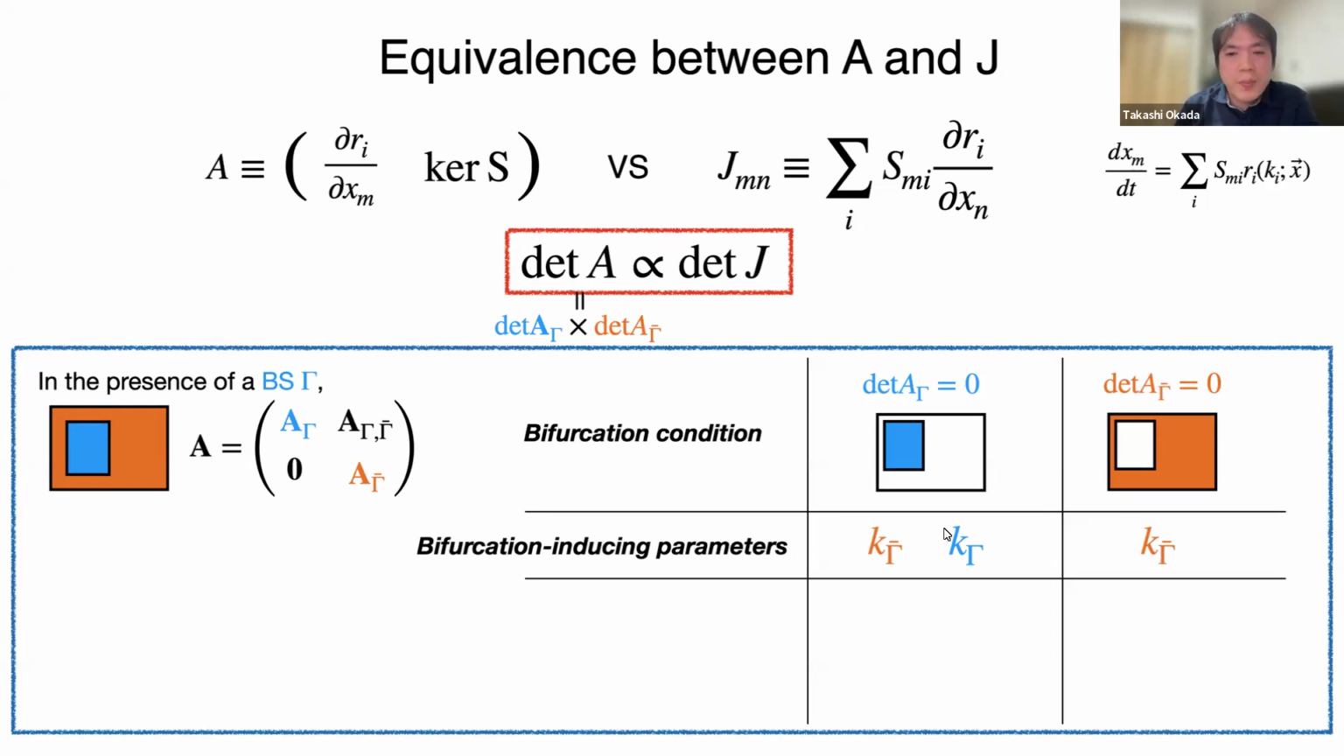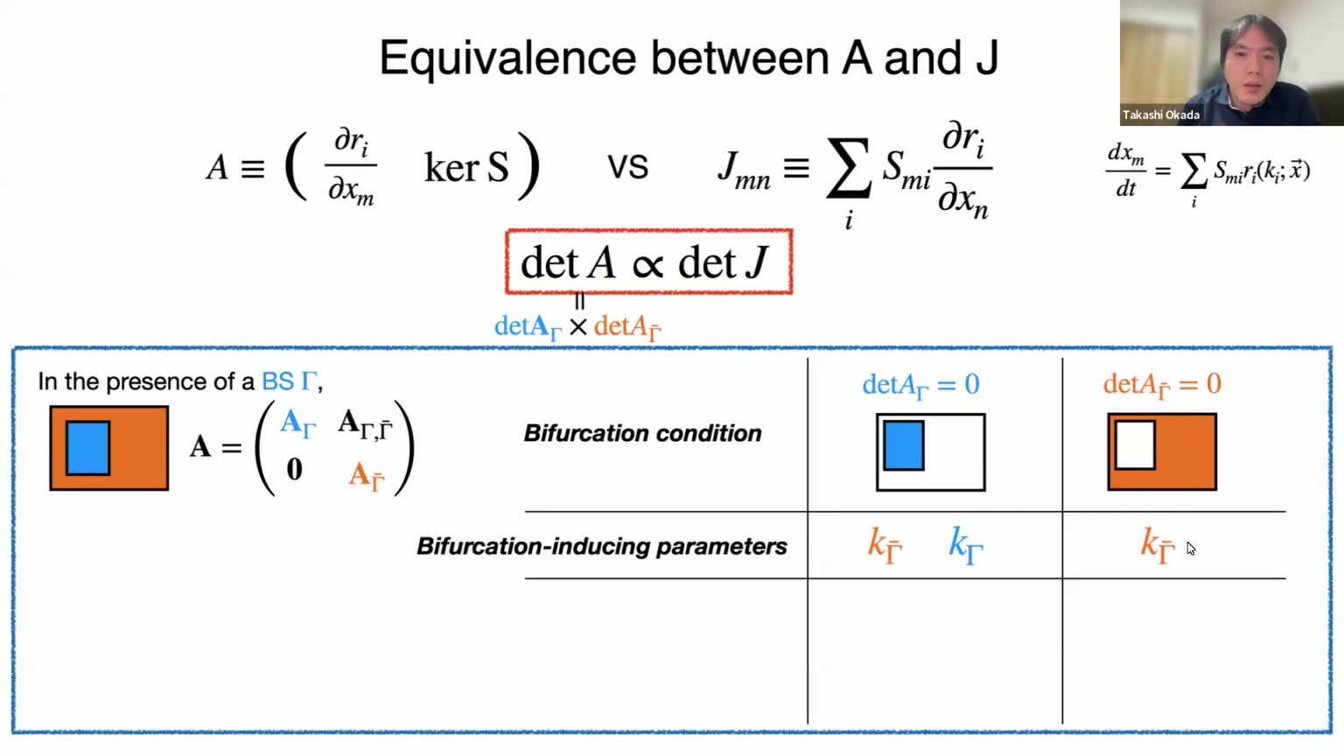The factor associated with the buffering structure depends on all of the parameters. So any parameter can potentially trigger the first type of bifurcation. But the factor associated with the outside of the buffering structure depends only on the parameters outside of the buffering structure. So only parameters outside of the buffering structure can induce this type of bifurcation.